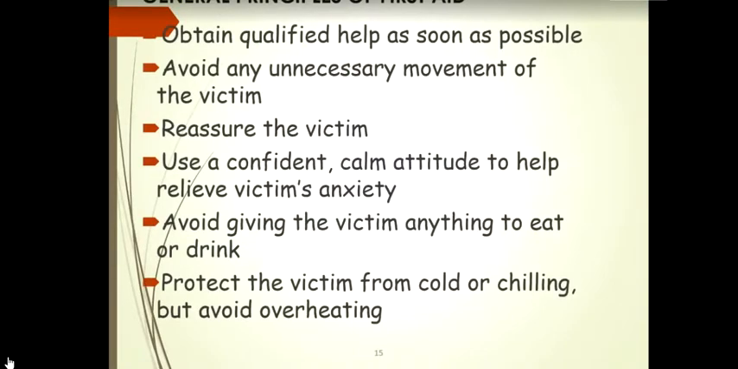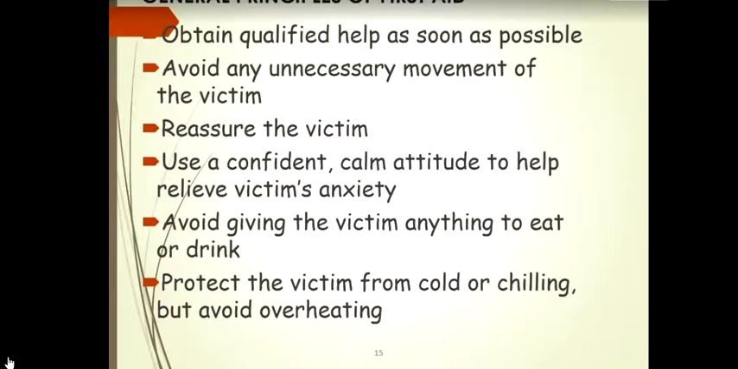General principles of first aid. What are these principles that we need to think about every time we are in a situation where we're first aid responders, or first aiders for this matter? One is always obtain qualified help as soon as possible. Call 911, call the nearest healthcare provider who is qualified in provision of first aid care. Next is avoid any unnecessary movements of the victim. Do not move a victim unless it's absolutely necessary.